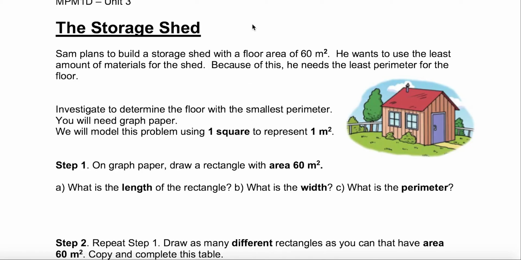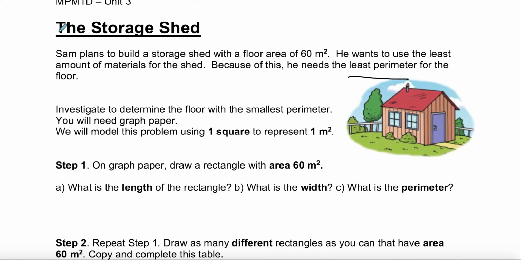The last activity we're going to do is called the storage shed. So this is a little bit different. What you're going to be given is an area, and then we're going to have to sort of work backwards and figure out what would give you the least perimeter.